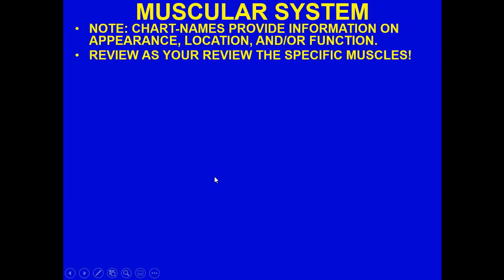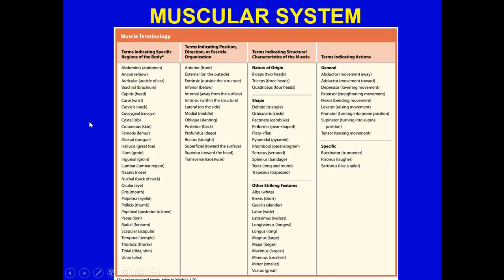Now, there's a chart in a minute. You're going to get information on appearance, location, and/or function. I absolutely insist that you take the time to review it, memorize it. If you have to use index cards, whatever is necessary, you need to get these prefixes, suffixes, and terms down because they will provide you with a vast quantity of information that will help you to translate any muscle, the name of it, into where it's located, what its shape may be, what is its function, etc.